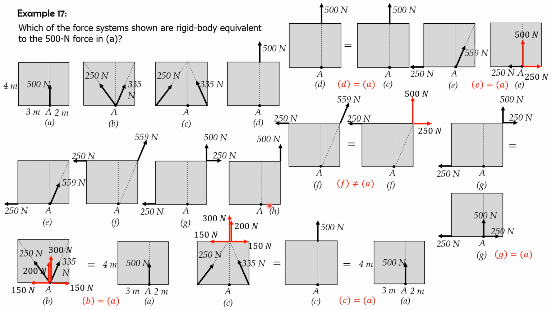And finally, at H, this force system at H is equal to this force system here, which is at F. So since F is not equal to A, H is not also equal to A, because the 500 Newton force does not act on the line of action of the 500 Newton force. This is our reference force system, A. So there are two force systems that are not equivalent to force systems at A, and these are F and H. So that's it.